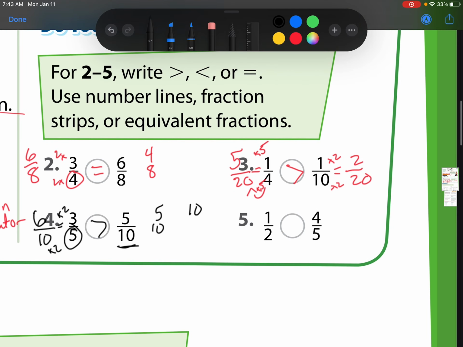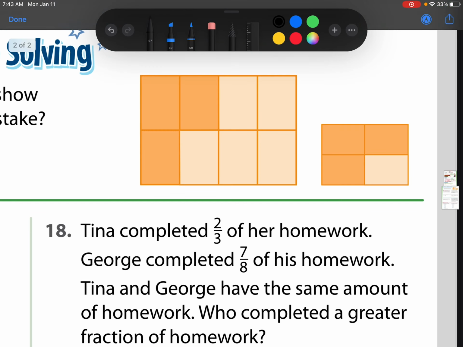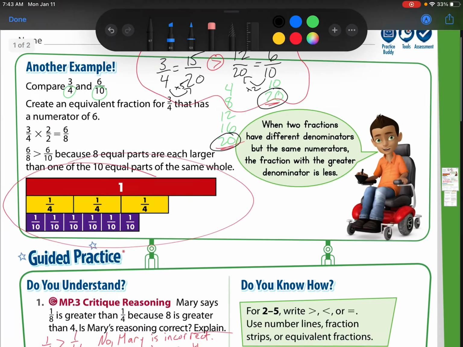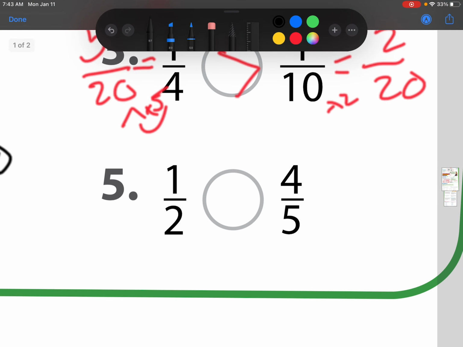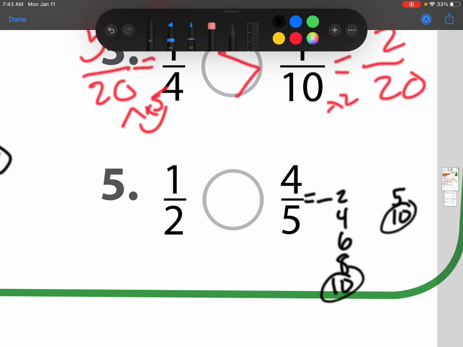My next one, we have 1/2. So I'm going to make my list of multiples. So we have 2, 4, 6, 8, 10. And then my list of 5s is 5, 10. So I see 10 is my common denominator.